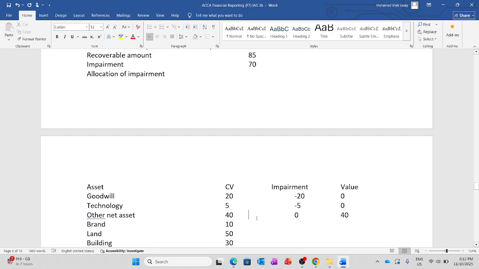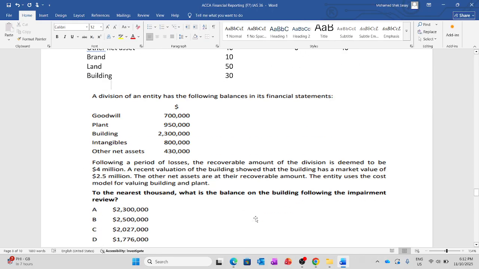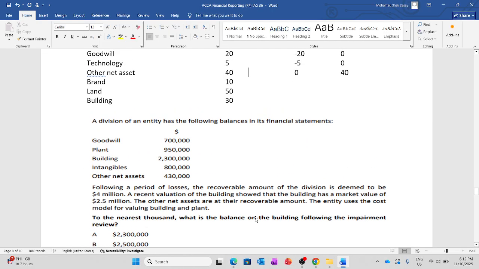So now the standard is telling us that we need to prorate the remaining impairment for these assets. So we are going to take the total value. For this, it means we are going to take 10, which is the brand value, the carrying amount, divide by the total value of the assets that we need to allocate the impairment for.